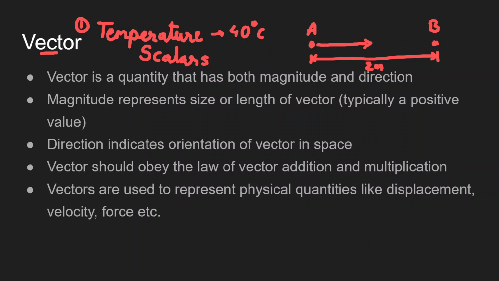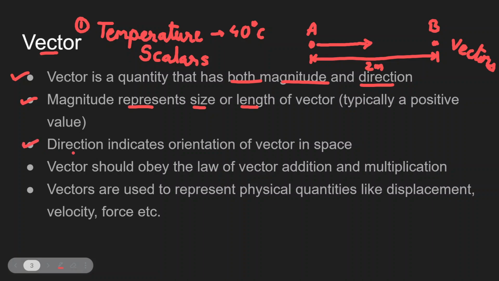Suppose the direction is not given. Suppose A has just been told to pass this object. In what direction? That is not specified. So a quantity where magnitude as well as direction is involved is called a vector. So a vector is a quantity that has both magnitude and direction. Magnitude represents the size or the length of the vector. It is just a number, typically a positive value, and direction indicates the orientation of the vector in space.